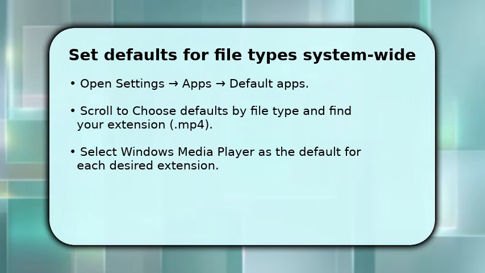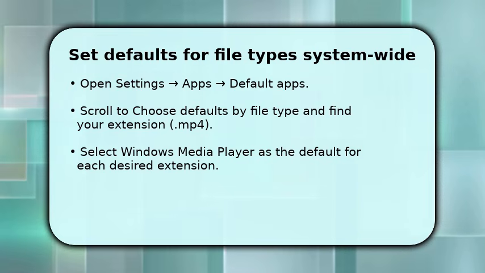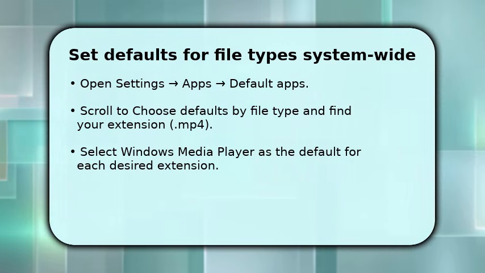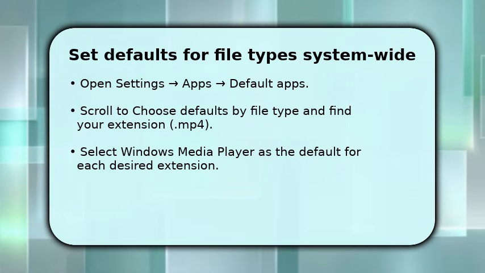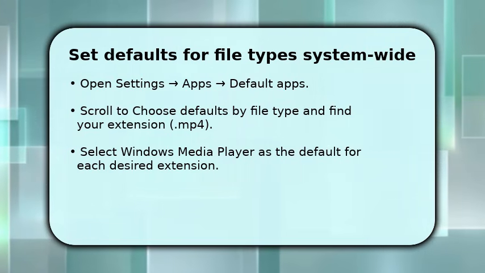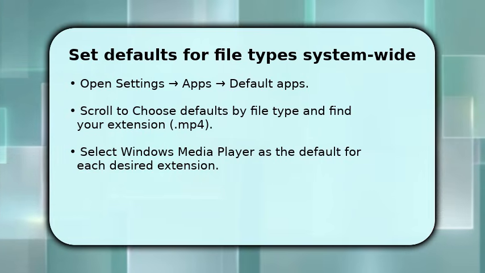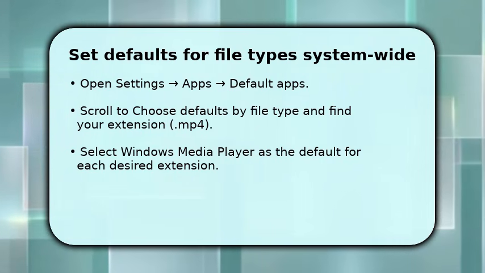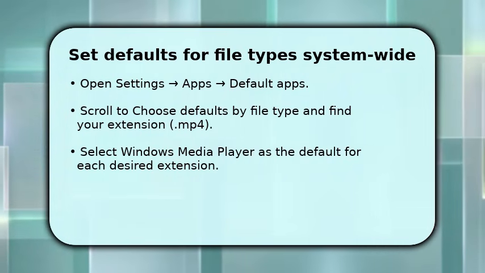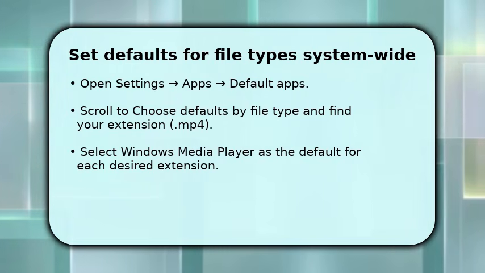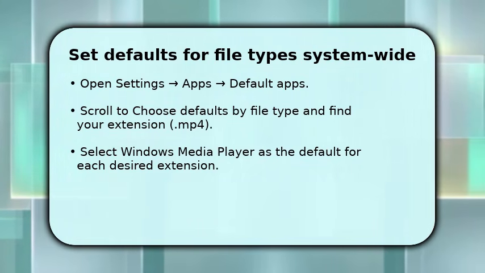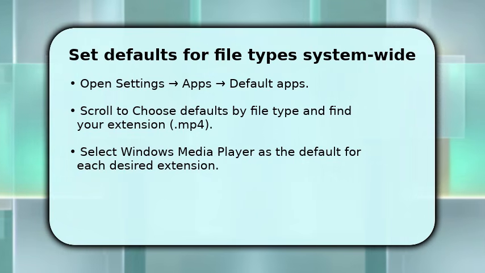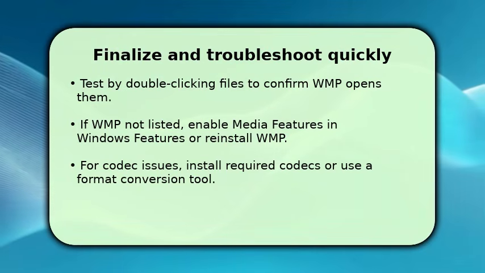Open Settings, go to Apps, then Default Apps. Scroll to choose Defaults by file type and locate the extension you want to change, for example, MP4 or MKV. Click the current default app and select Windows Media Player. Repeat for each extension you use. This enforces Windows Media Player as the handler for those formats, so all matching files open there automatically, without further manual steps. Finish by testing.